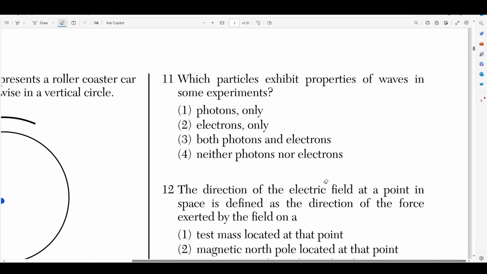Moving on to number 11, it says which particles exhibit properties of waves in some experiments. The answer here is going to be both photons and electrons, right? Electrons can operate in waves, right? And photons or light can also be in the form of a wave as well.